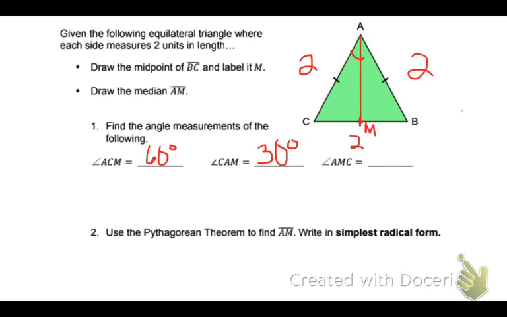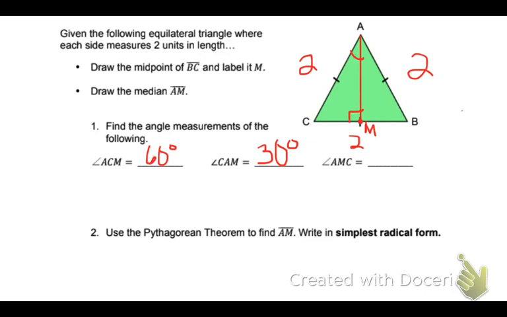And then lastly, we have angle AMC. So that's this one going straight down. That's formed by the median intersecting segment BC. And since we know that it's going straight down and it's perpendicular, it's crossing this at a right angle. So that means that this angle right there would be 90 degrees.